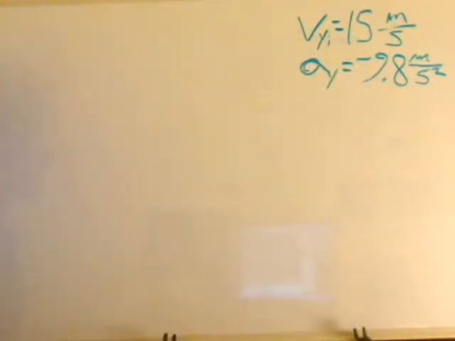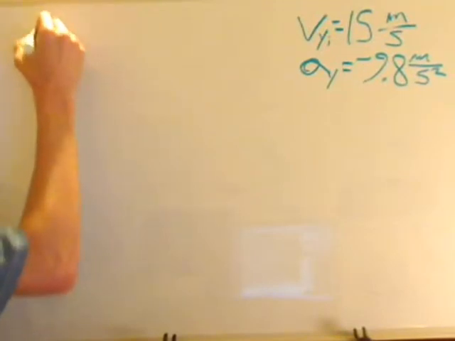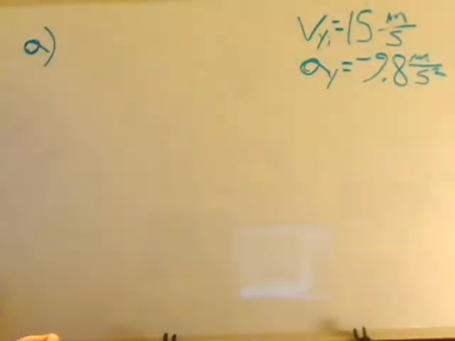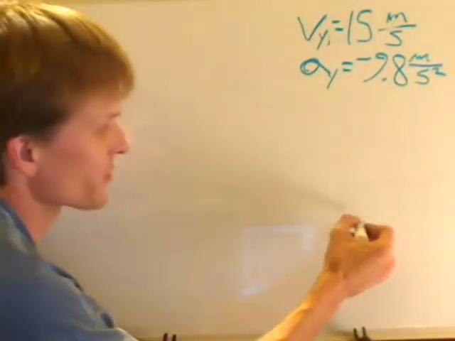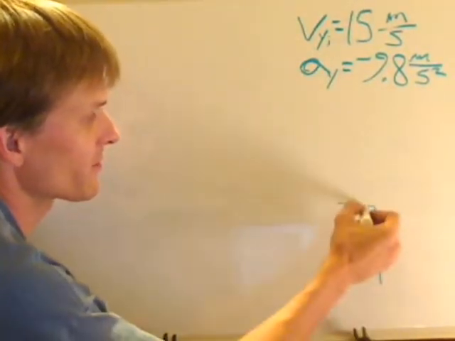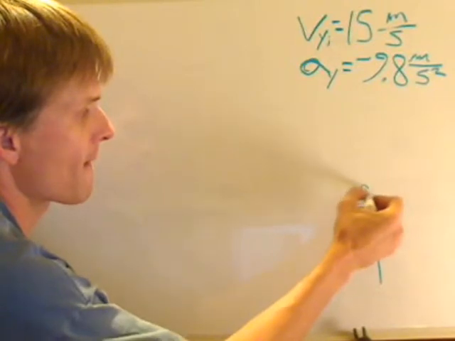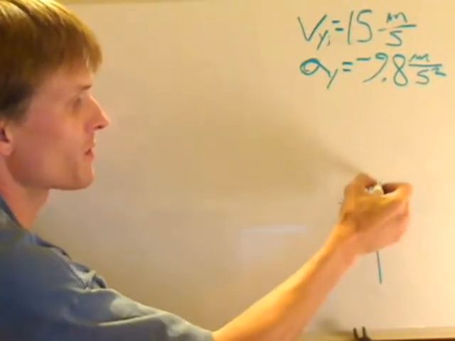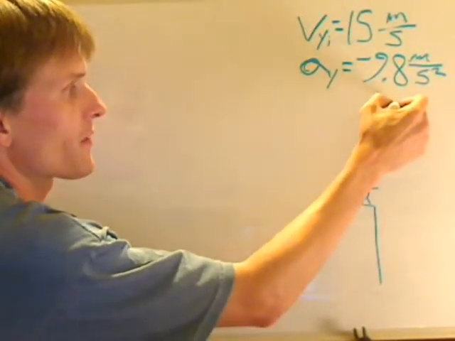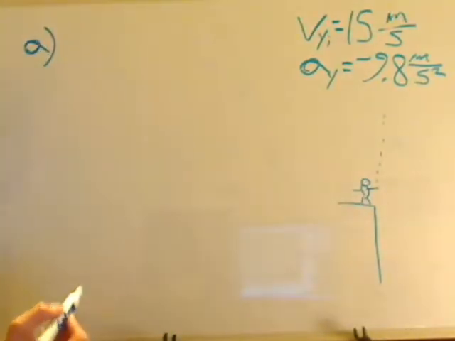So we've already got the problem sort of set up here. In the first part of the question, we're asked to find how long it takes the ball to make it to the top of its flight. Okay? So our ball is thrown. Here's the guy on the edge of the cliff, and he throws the ball straight upward, and it reaches the top of its flight.